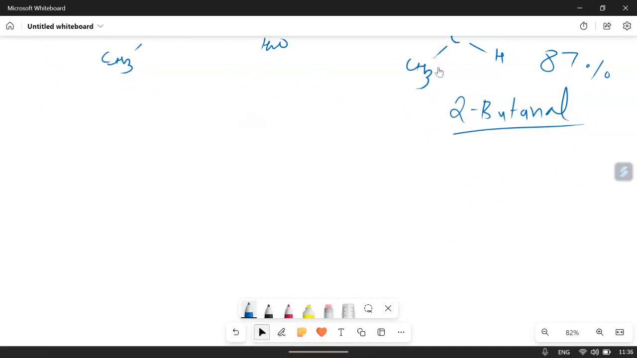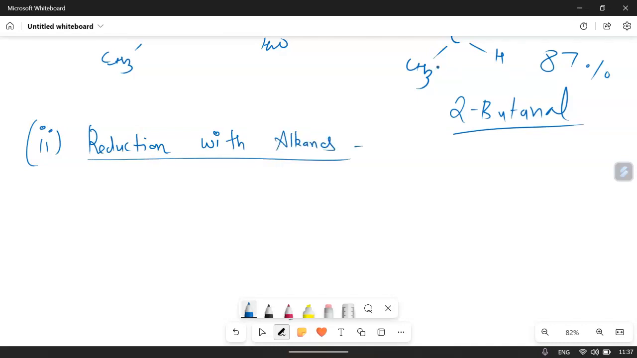The next reaction is very easy. We call it reduction to alkane. The second reaction in this is reduction to alkane. Reduction to alkane goes like that. Suppose you have a carbonyl compound C=O. We have to use in this reaction basically HI or red phosphorus. Okay, so you can use reduction by red phosphorus or HI.